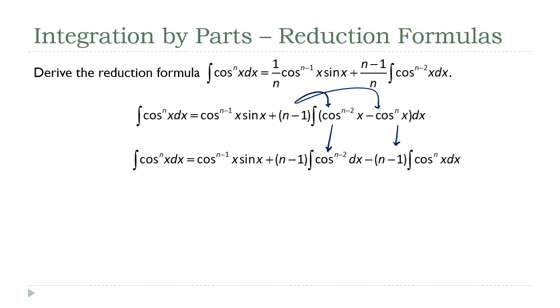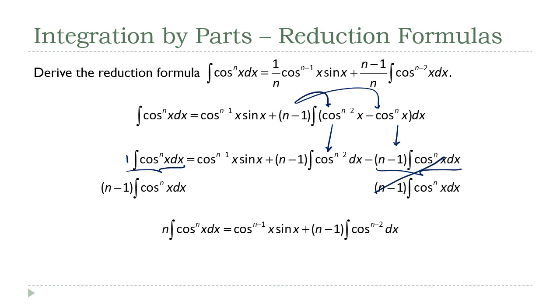Now, what I want you to notice here is I have the integral of cosine n x on both sides of the equation. So my next step, this is kind of the cool step, I'm going to add n minus 1 times the integral of cosine to the n x to both sides. It's going to cancel over here. It's going to go away. Then over here, I have 1 times the integral plus n minus 1 times the integral. That's going to leave me with just n times the integral of cosine to the n of x. On the right side, you see how I canceled out that second integral. And now we're right where we want to be to get the final answer.